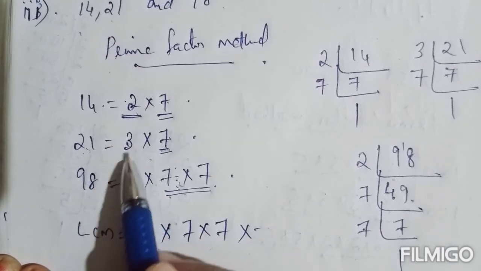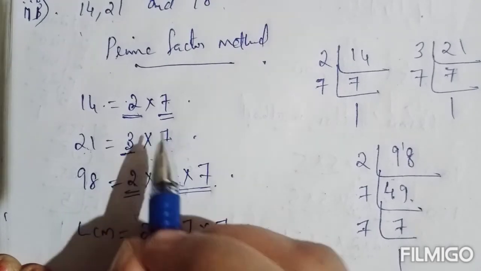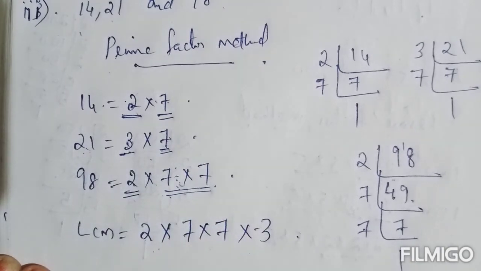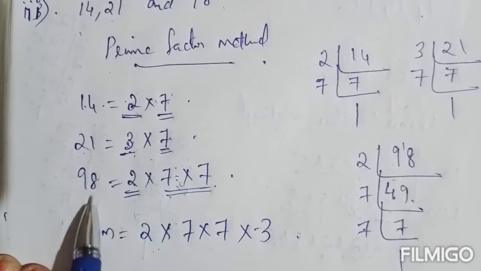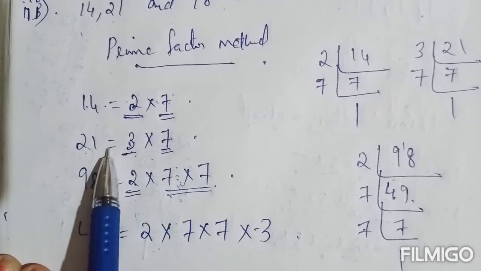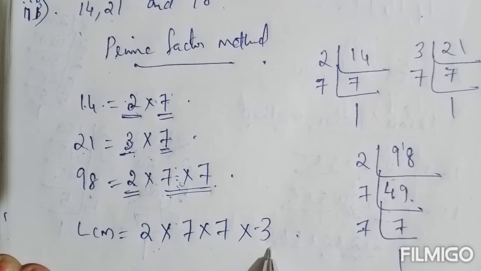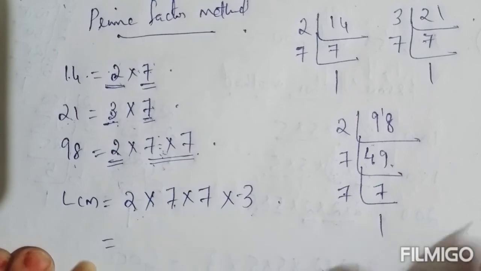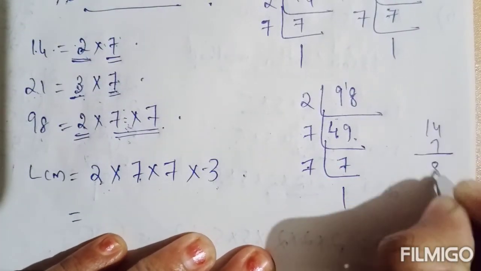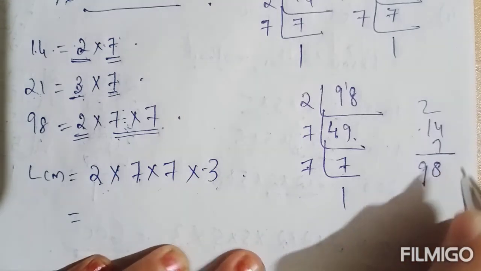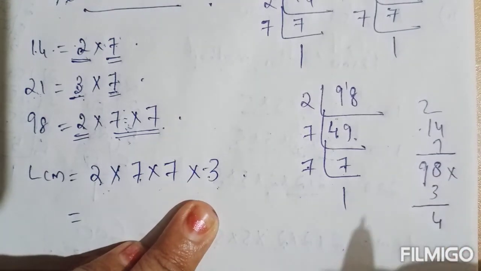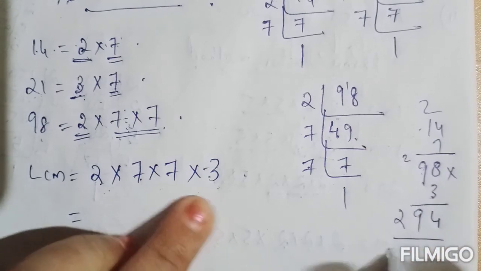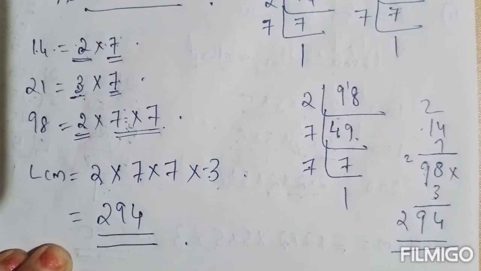Into 3. It is coming 1 time in 21 and it is not coming in 14 and 98. So 1 time 3 we can select. Now on multiplying what you will get? 2 into 7, 14. 14 into 7, we will get 98. 98 into 3. 8 into 3, 24. 9 into 3, 27. 27 plus 2, 29. 294 will be the LCM.